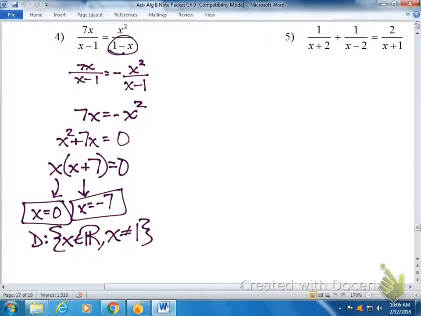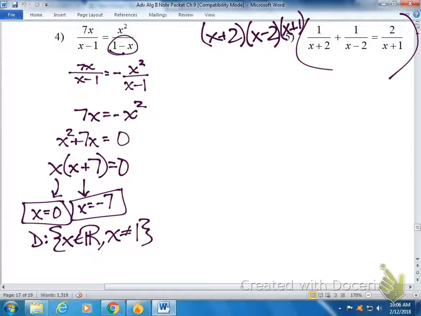So the next one is hard because none of these denominators are similar. None of these denominators share anything. So it's the product of all 3 of them combined. The least common denominator is all 3 of them combined. Because I don't want to write down a whole bunch of work, I'm going to have to visualize what cancels. So because the first fraction has the denominator x plus 2, that means its numerator 1 will be multiplied by x minus 2 and x plus 1.